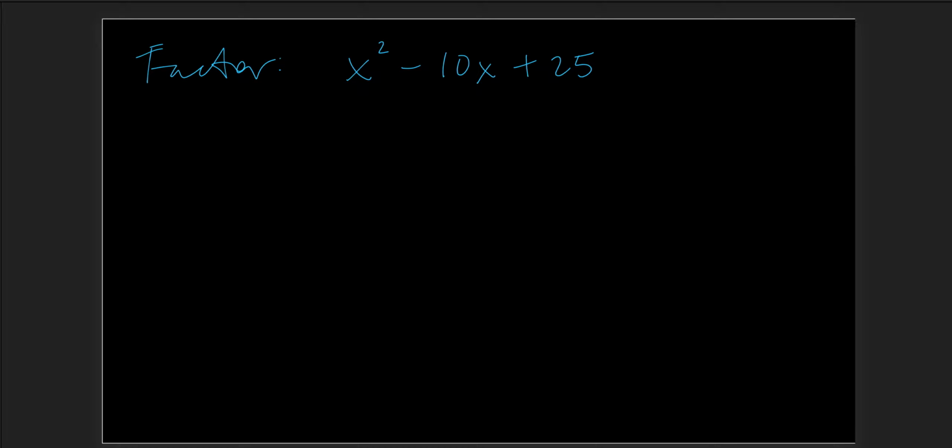Now this problem is a little different. We don't have anything in common with all 3 at all. We don't have an x in common with all 3. We don't have a number in common with all 3. So what I want you to do when you see your classic trinomial setup, x squared, an x term, and a number, is to write 2 sets of parentheses. And this is how I go about that.